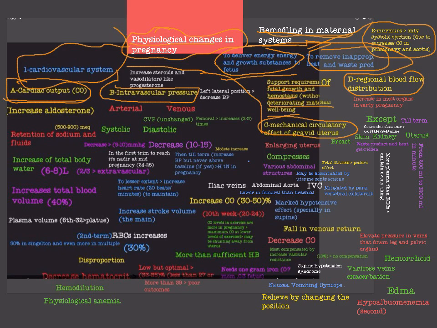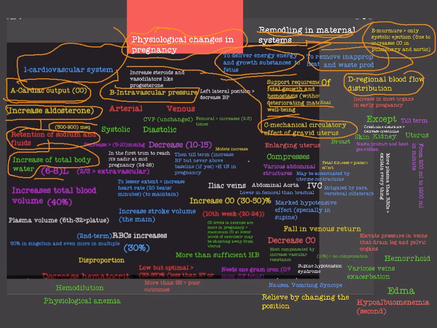In pregnancy, we have an increase in aldosterone level, an activation of the renin-angiotensin-aldosterone pathway. The increase in aldosterone will lead to retention of sodium and fluids. Sodium retention will be about 500 to 900 milliequivalents. The retention of sodium and fluid will increase total body water. How much? About 6 to 8 liters. And about two-thirds of total body water will be extravascular.